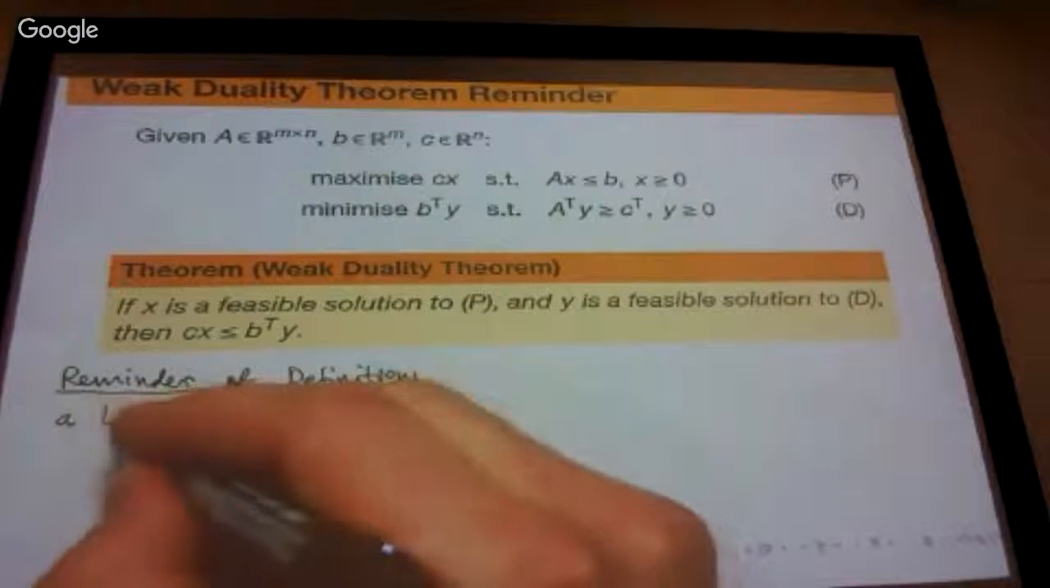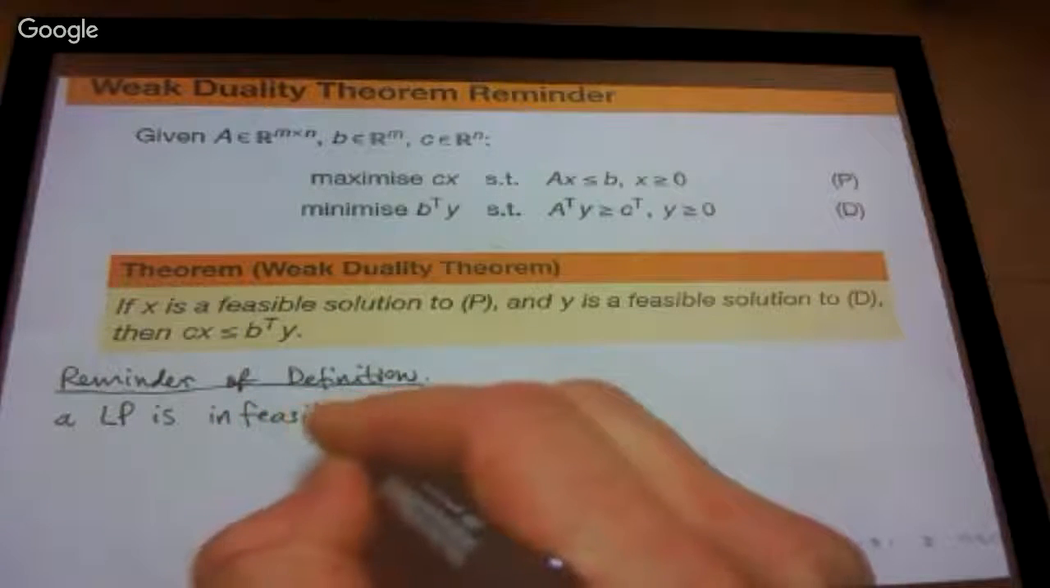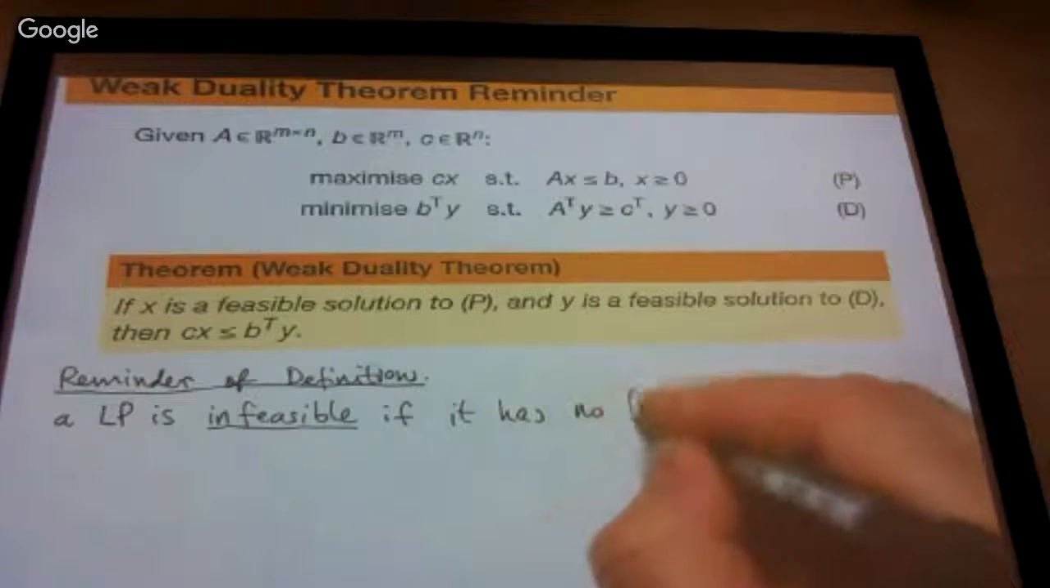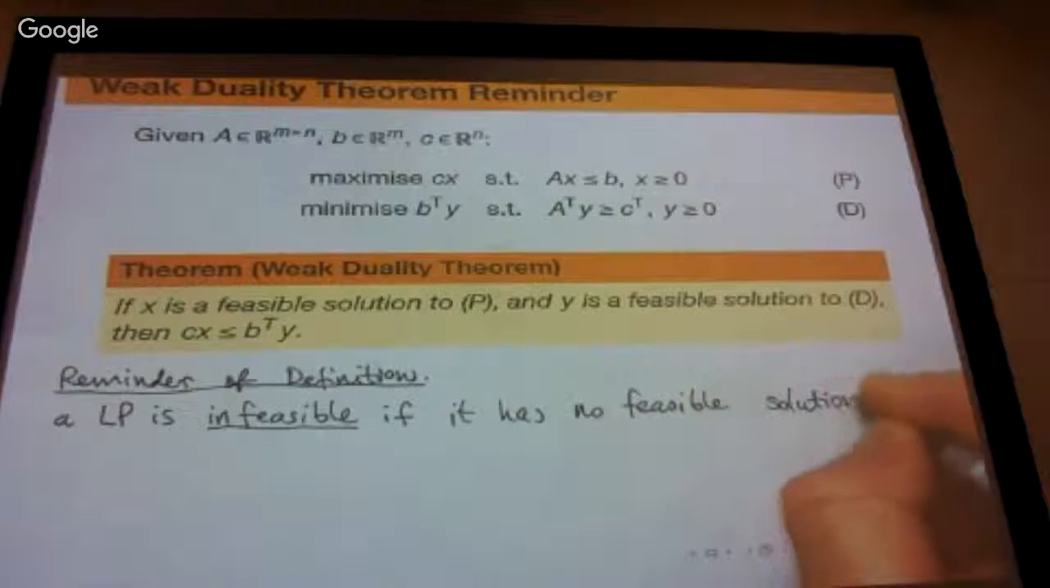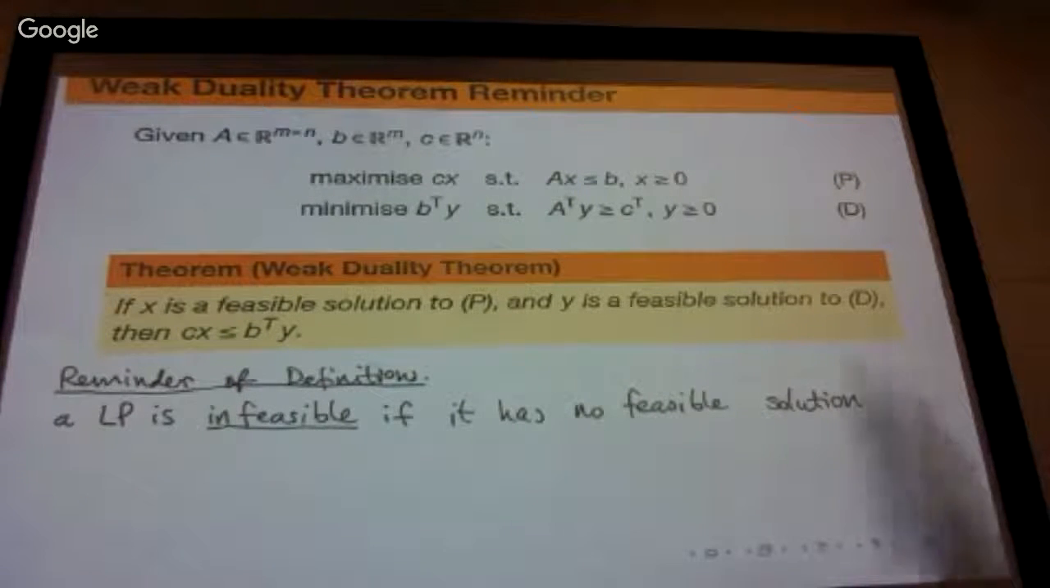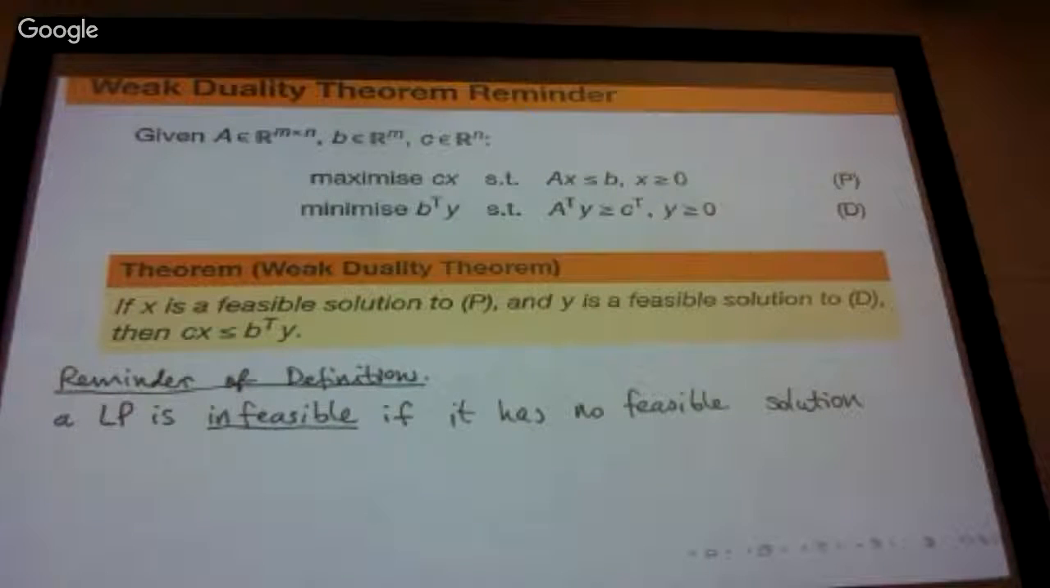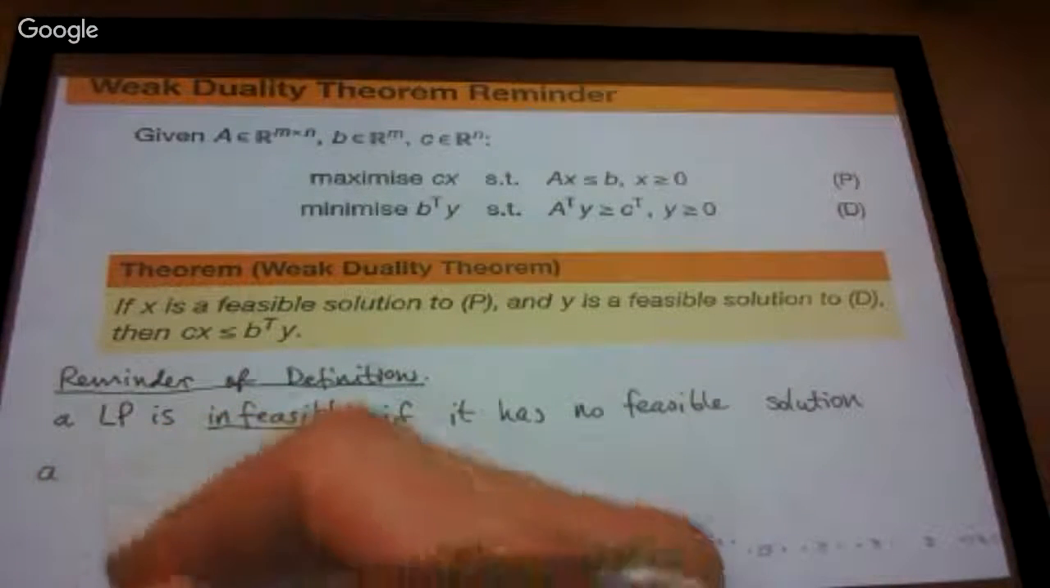what does it mean that a linear program is infeasible? It has no feasible solution, which means that there is no x that would satisfy all these constraints, or in this case, there is no y that would satisfy all these constraints. Okay? That's infeasible.